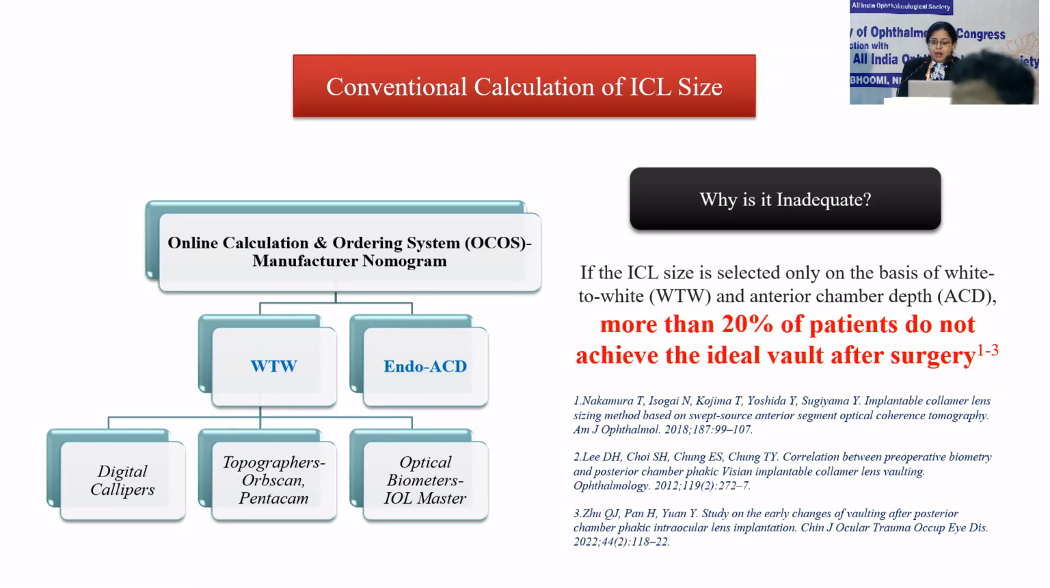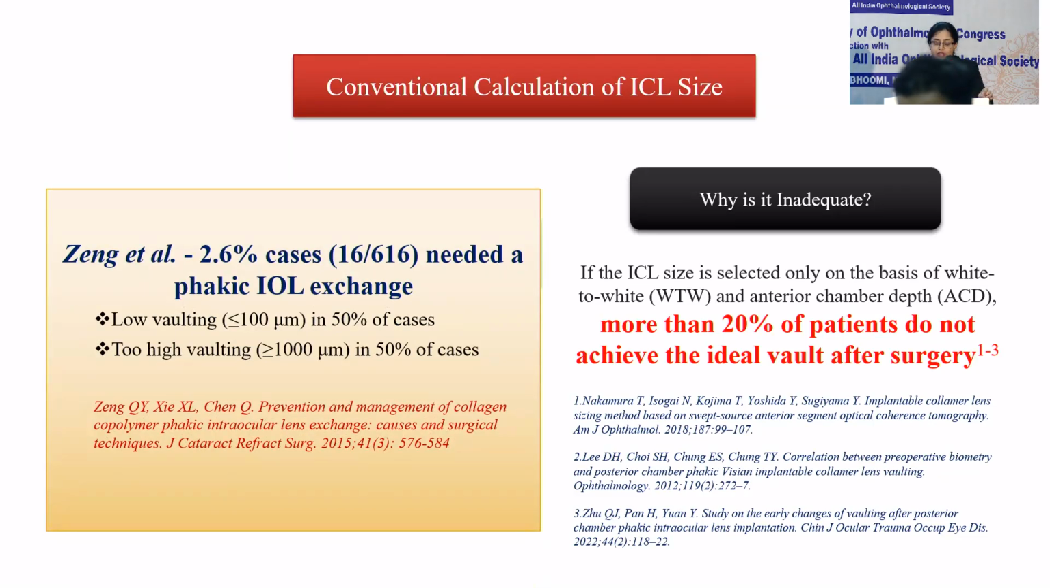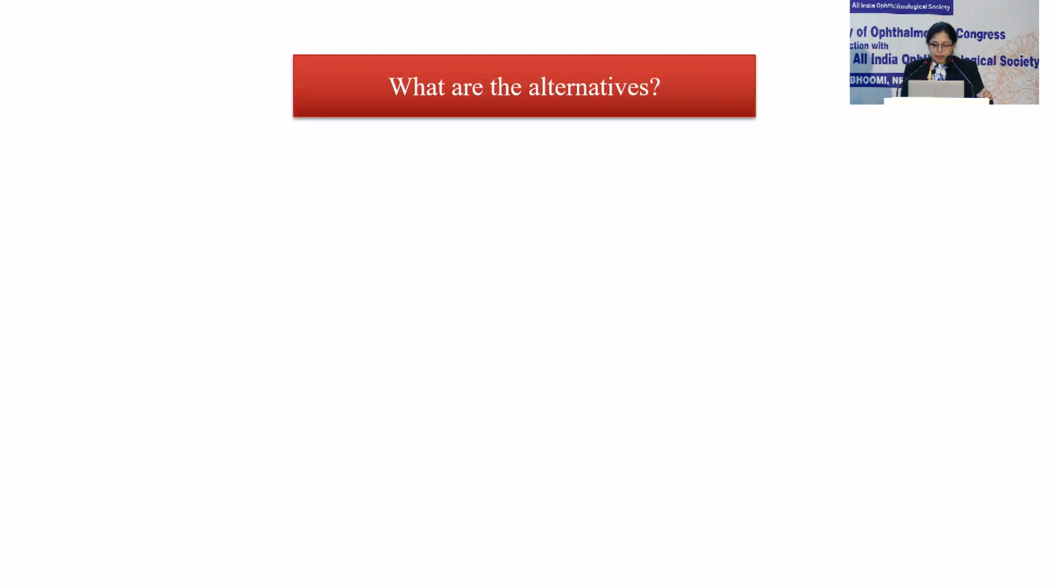Despite all these, more than 20% of patients do not achieve the ideal vault after surgery. In fact, in one of the largest series, in which they explanted 2.6% of their phakic IOLs, they observed that low vault was responsible for 50% of cases of explant and high vault for the remaining 50%. So what are the alternatives?